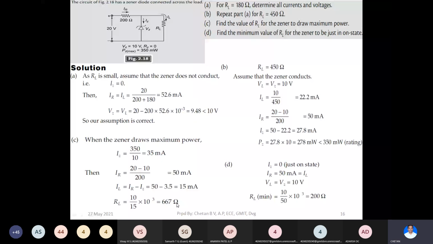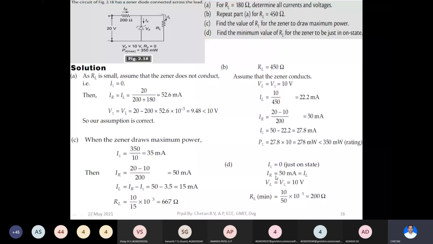So if the value of RL is minimum, then what will happen is the maximum amount of current will flow. And as the value of RL is minimum, this Zener diode is just on. If it is just on, you can assume that IZ is 0. Therefore, initially we have assumed IZ is 0. Therefore, IR and IL will be the same as 50 milliampere.